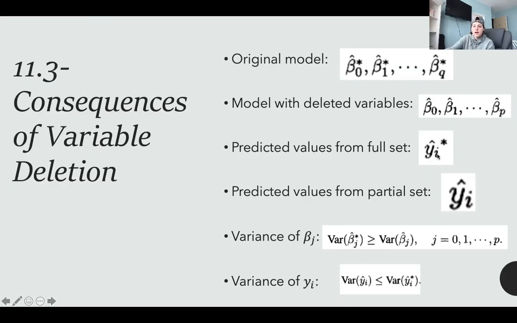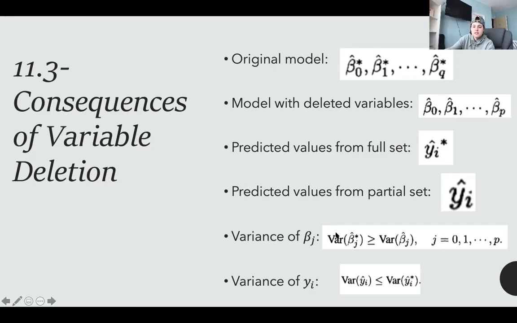So y sub i star hat is going to indicate our predicted values from the full set, which includes our original variables, and y sub i hat is going to indicate our predicted values from the partial set, which is with the deleted variables. We're going to see the same thing with the predicted values like we did with the models: we're just going to take away the star when we move into working with our models with the deleted variables.